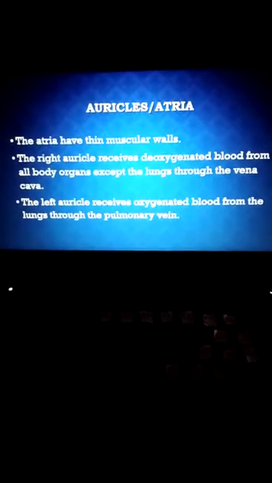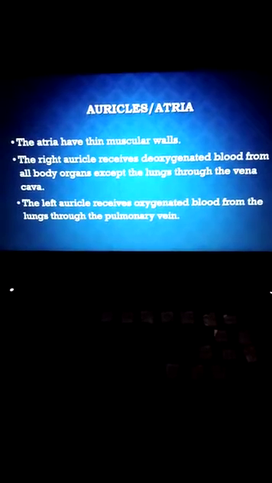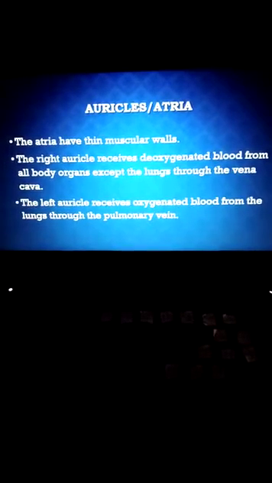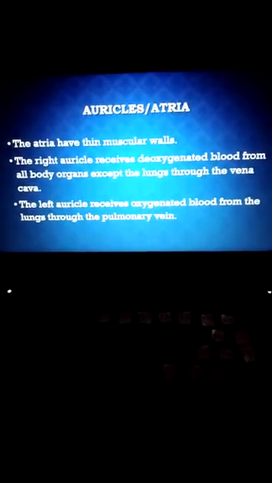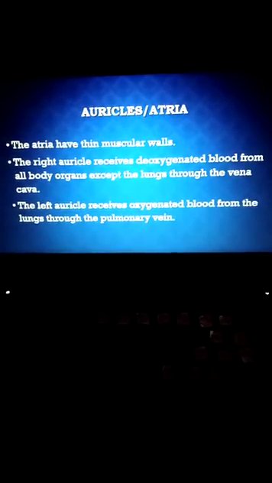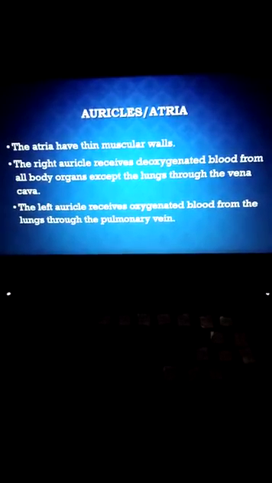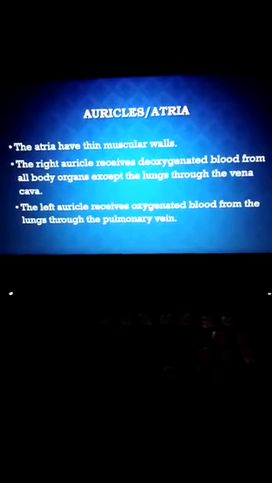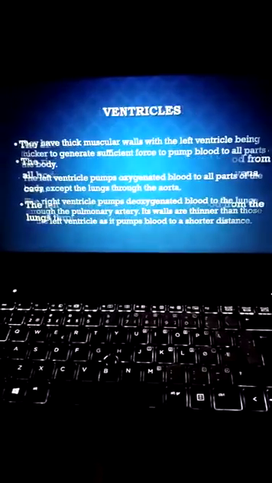Why? Because we know that in the lungs, that is where blood is oxygenated. So there is no way the lungs can bring to the heart deoxygenated blood. And also, the left auricle receives oxygenated blood from the lungs through the pulmonary vein. Note the difference. We have the pulmonary vein bringing in oxygenated blood, and we have the vena cava bringing in deoxygenated blood.